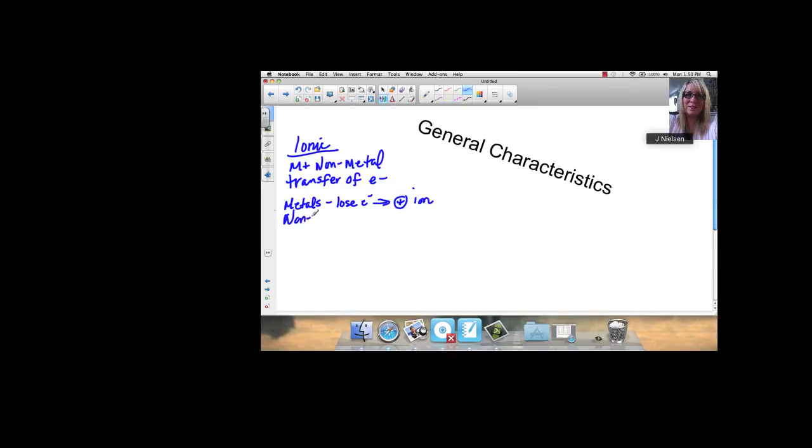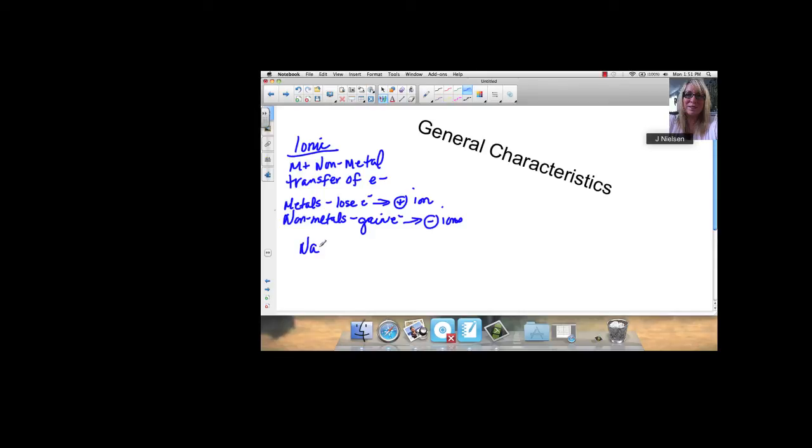Nonmetals tend to gain electrons, and when you gain electrons, you become negative, so they form negative ions. So when we have these positive and negative ions, we then have an attractive force between the two elements, and a bond is formed. So let's look at an example of sodium chloride.